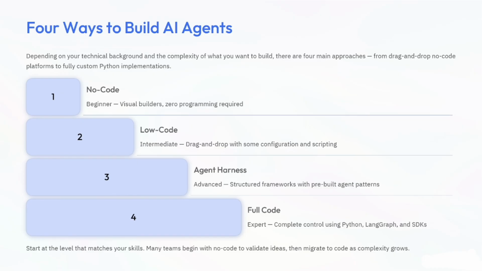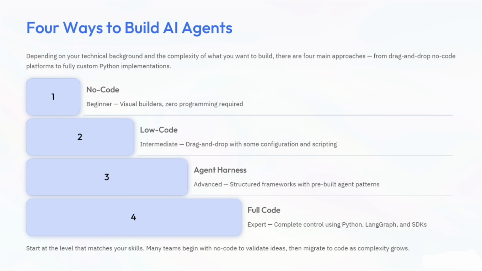So see, the good news is that there isn't just one way. There are four different ways to build AI agents depending on your technical skills. So these are the four ways. First one is no code, beginner level. You can imagine you want to build a website. You can either write code from scratch or use a website builder. Similarly, in AI, no code platforms let you build AI agents without writing any programming code. You can simply drag, drop and configure different blocks.